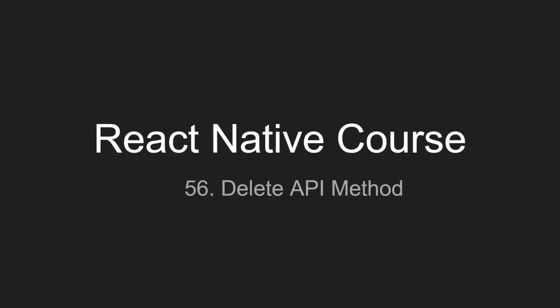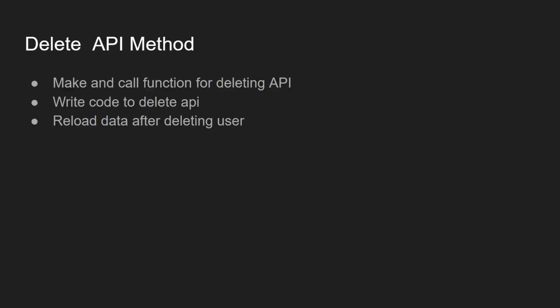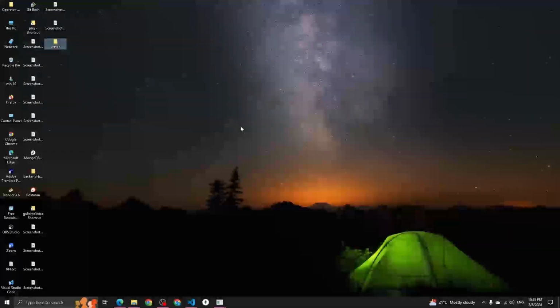In this video, we are understanding how to implement the delete API method, how to delete data from the database. First, we're going to make and call the function for deleting, write the code to delete via the API, and reload the data after deleting the user. Let's see how we can do it.